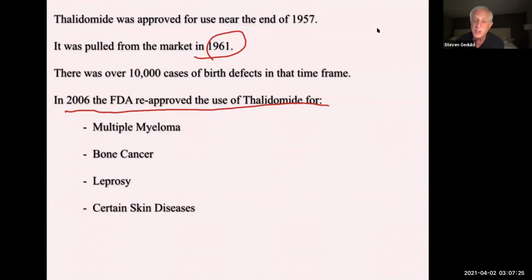Now, would you ever give thalidomide to a female of childbearing age? No, you pick a different drug. Okay, but it's a phenomenal drug for what it does.